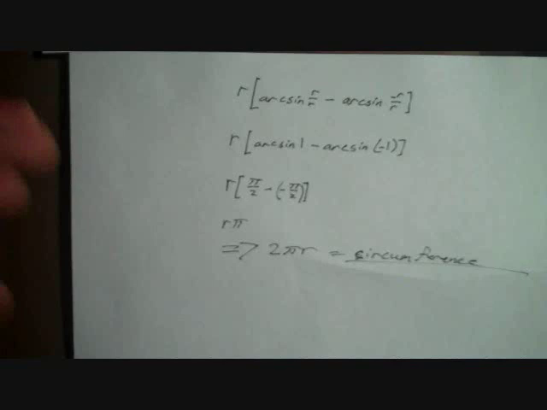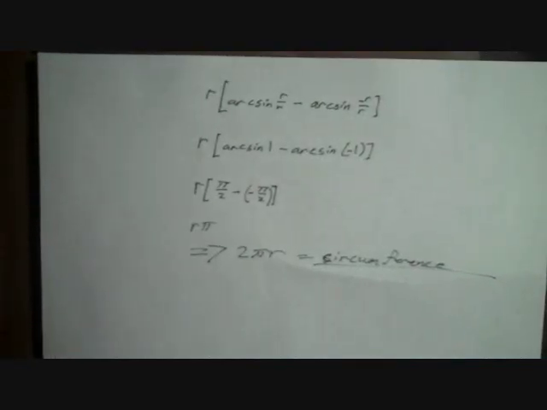So now, whenever a math book tells you the circumference of a circle is 2 pi r, you don't have to just take their word for it. You know that it's true.